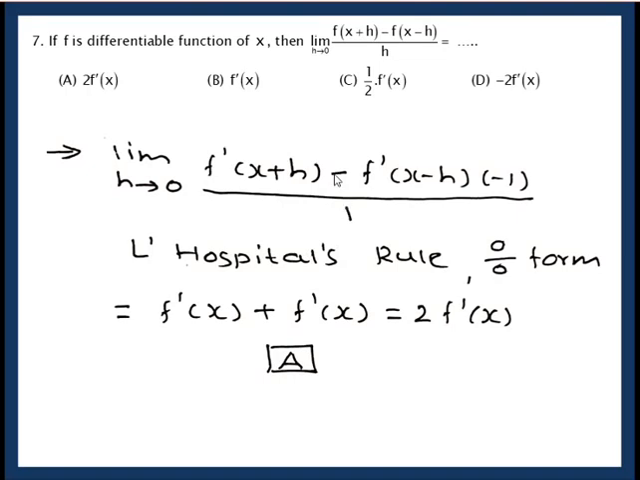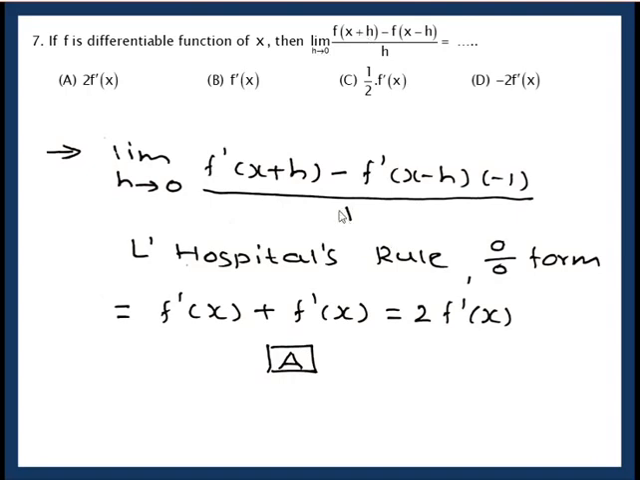Find derivatives of numerator and denominator separately. Remember, no quotient rule. So what is the derivative of the numerator? f dash of (x plus h) minus f dash of (x minus h) into the derivative of (x minus h), which is minus 1, upon the derivative of h, which is 1. Remember, h is tending to 0, so we have to differentiate with respect to h and not with respect to x.